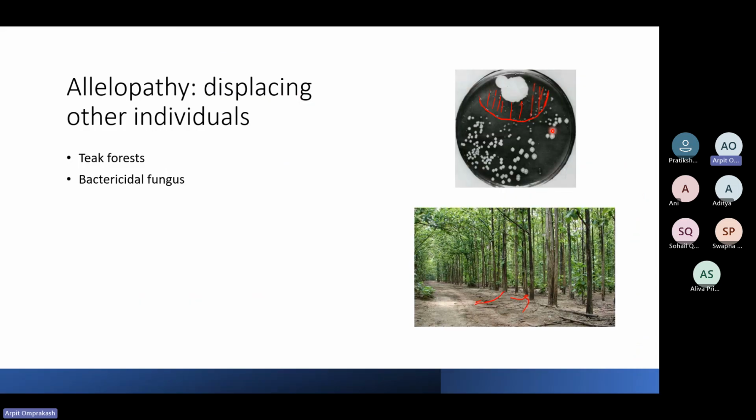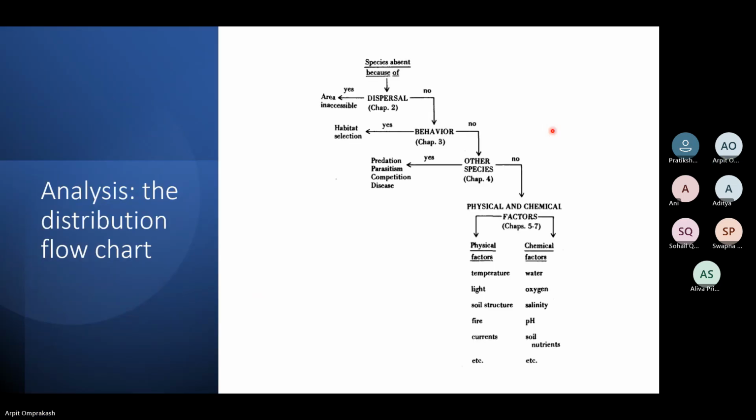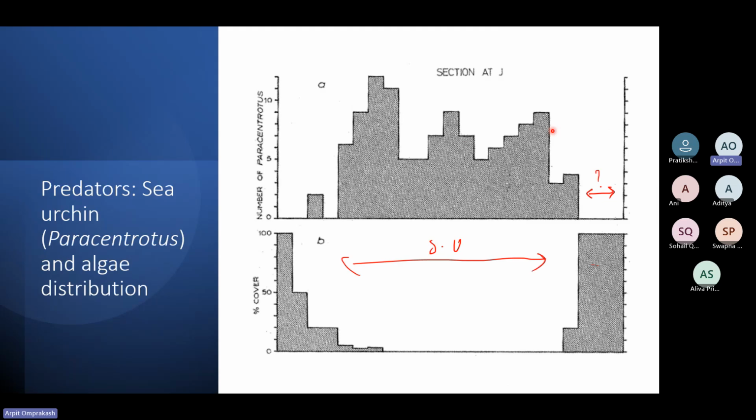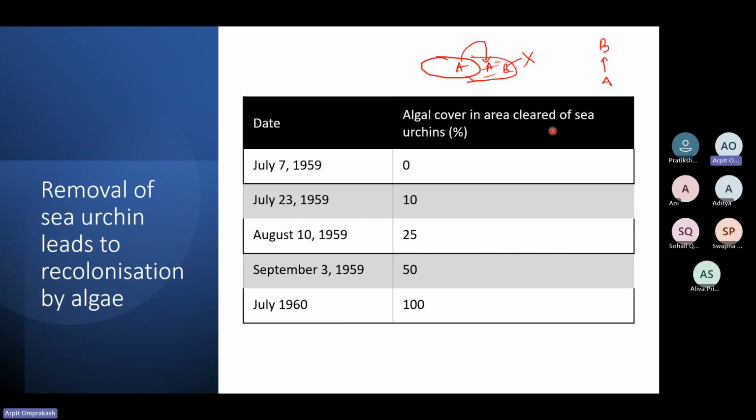We talked about allelopathy, how some plants secrete things that prevent growth of other plants, and some microbes, like penicillin, prevent growth of bacteria and so on. Then we looked at some pull factors in greater detail, for example, how predators determine the distribution of prey. In this case, the sea urchin determines the distribution of the algae in a given lake. Removal of sea urchin leads to recolonization of the algae.